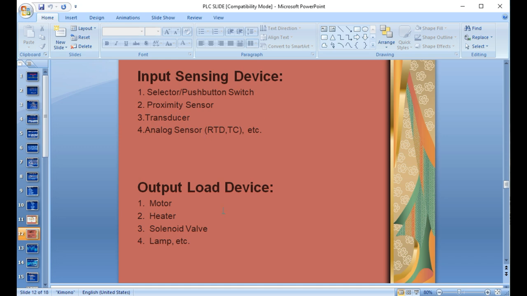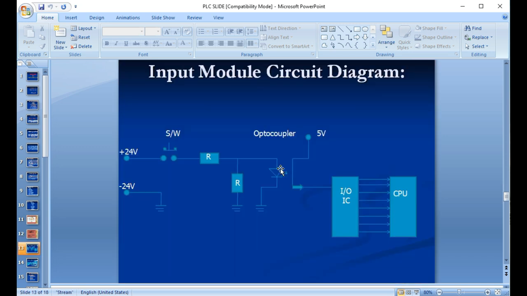And what is the output load, or what are my destinations, my output devices? Number one is the motor. It is a very, very applicable, the most applicable device in any kind of industry. Motor, heater, solenoid, bulb, lamp, etc. And that is all dependent on your input sensing devices.